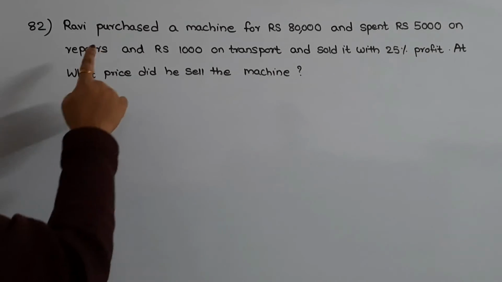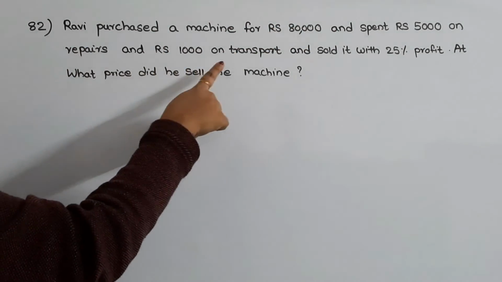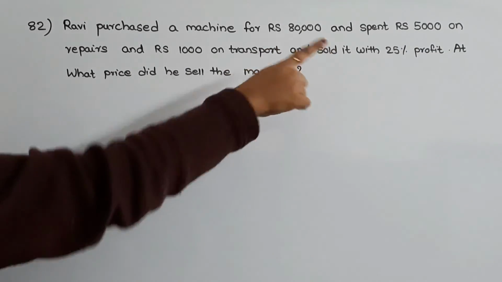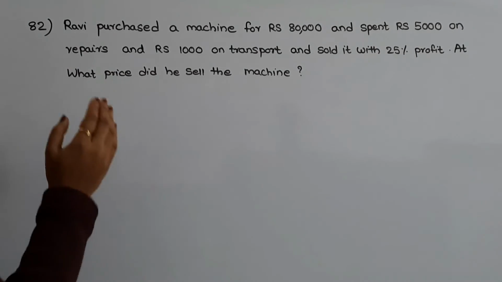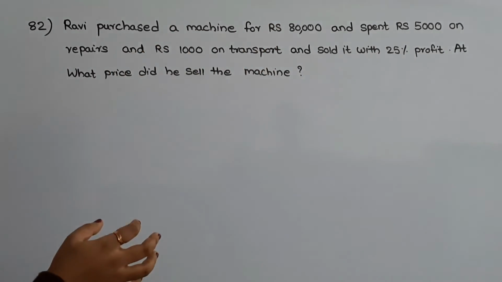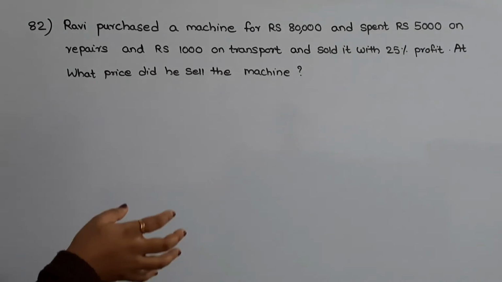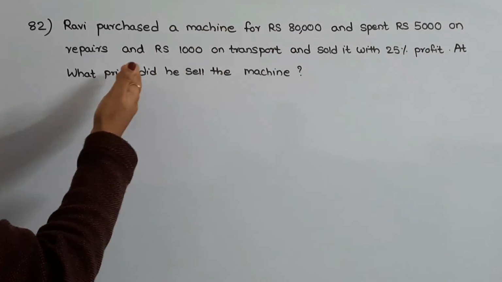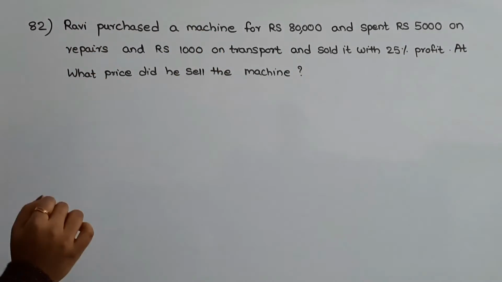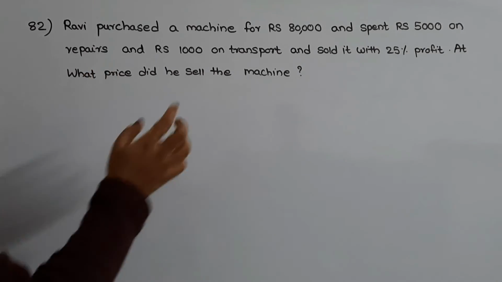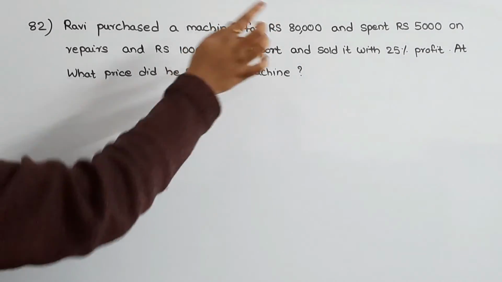The next question is, Ravi purchased a machine for rupees 80,000 and spent rupees 5,000 on repairs and rupees 1,000 on transport and sold it with 25% profit. At what price did he sell the machine? In this question they are telling that the cost price of the machine is rupees 80,000, and Ravi spent rupees 5,000 on repairs and rupees 1,000 on transport. The money spent on repairs and transport is also an expense of Ravi when he purchased the machine, so we need to add them along with the cost price of the machine.